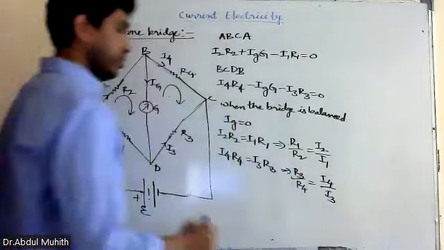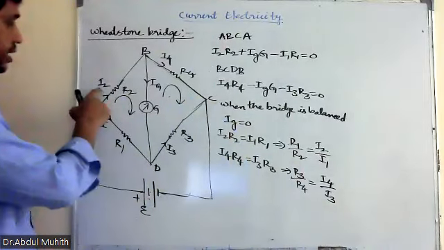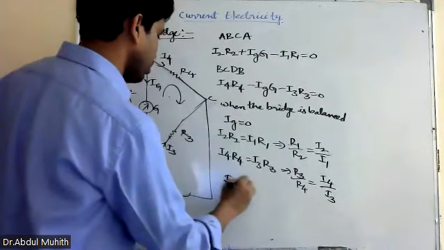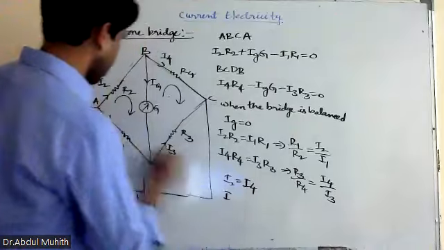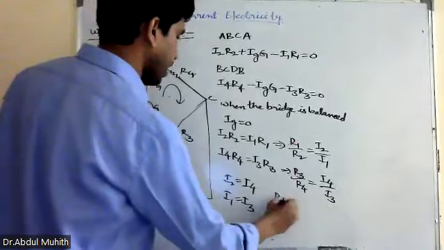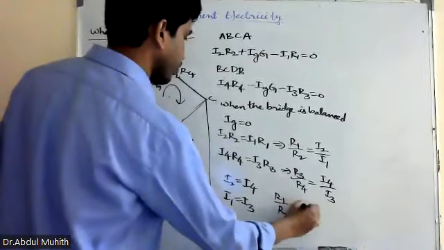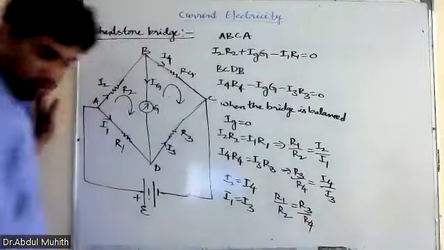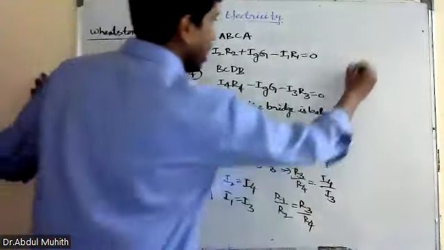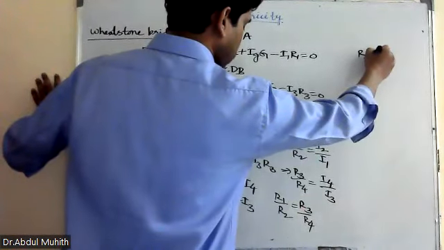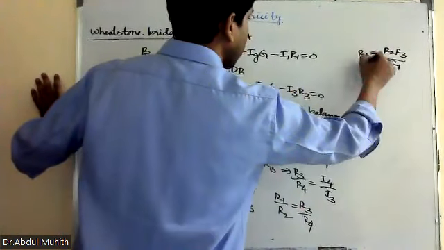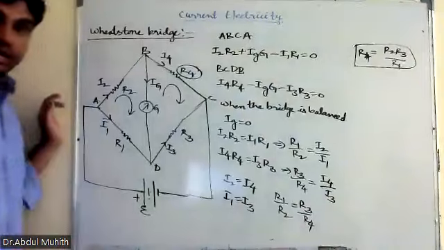This is the formula. Now, because whatever the current is flowing through R2, the same current is flowing through this one. That means I2 will be equal to I4 and I1 will be equal to I3. So in that case, R1 by R2 is equal to R3 by R4. So if R4 is the unknown resistance, R4 is equal to R2 into R3 divided by R1. This is the formula for R4. Is it clear, all of you?